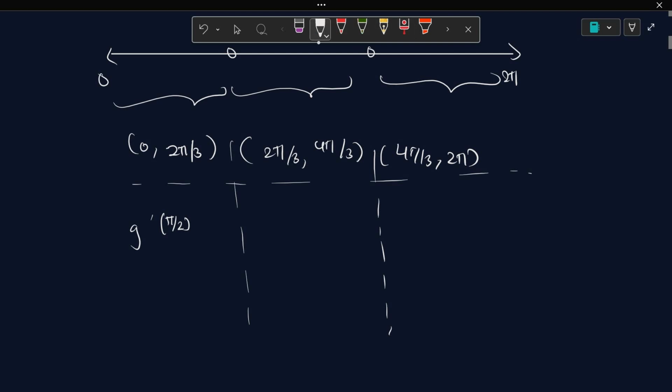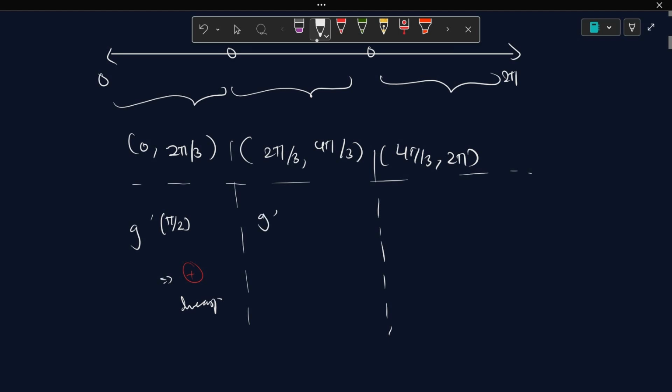If you put this into the derivative that you just figured out, 1 plus 2 cosine of x, and plug in pi over 3, you get a positive value. And what does a positive value tell you? Because you got a positive slope of the tangent line, your function is increasing in this interval. So you know that your function is increasing here.